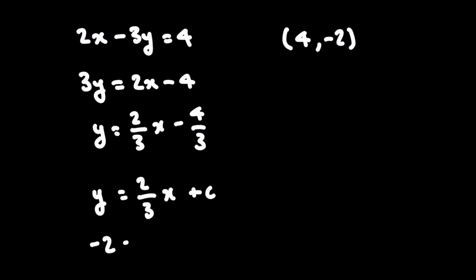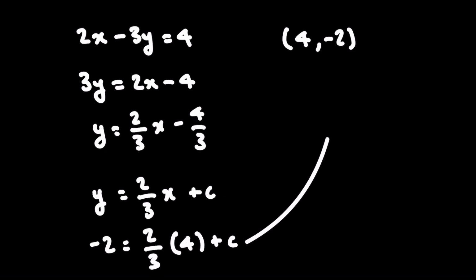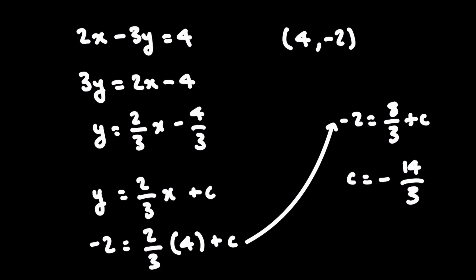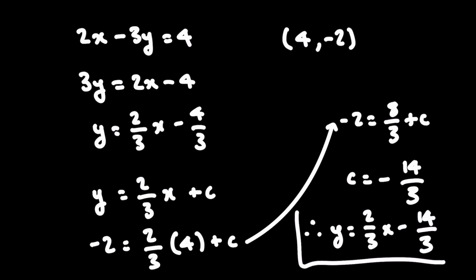I know that y equals minus 2 when x equals 4. And if I wanted to solve this, I would have minus 2 equals 8 on 3 plus c. And that means that c equals minus 14 over 3. Therefore, y equals 2 over 3x, take 14 over 3.